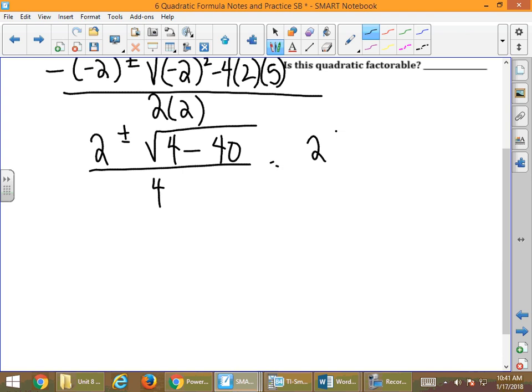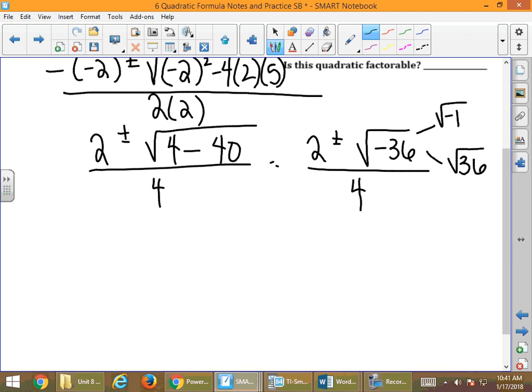We get 2 plus or minus the square root of negative 36 over 4. But when we simplify this, the square root of negative 36, we need to simplify the square root of negative 1, and we need to simplify the square root of 36. What's the square root of negative 1? What's the square root of 36? 6. This becomes 2 plus or minus 6i divided by 4, which is a good answer, but it's not completely simplified.